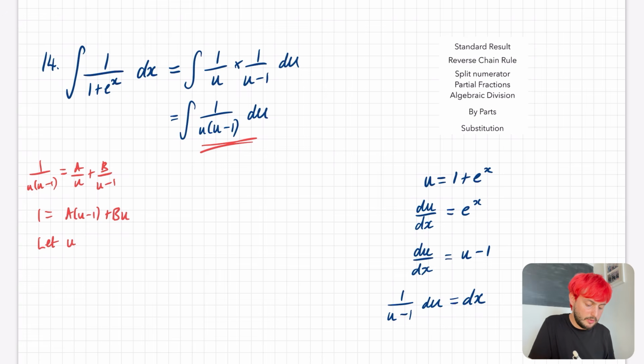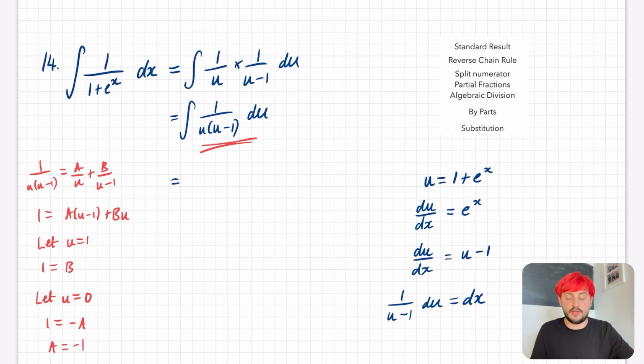Let's let u equal 1 to start with, then we get 1 equals b. Then let's let u equal 0. We get 1 equals minus a, so a equals minus 1. Okay, if I'm going too quick through some of these things, then you might need to check out some of those other skills like partial fractions and some of my other integration videos.